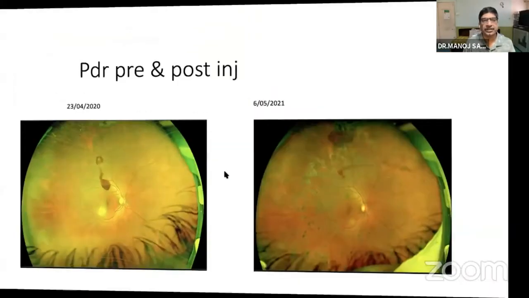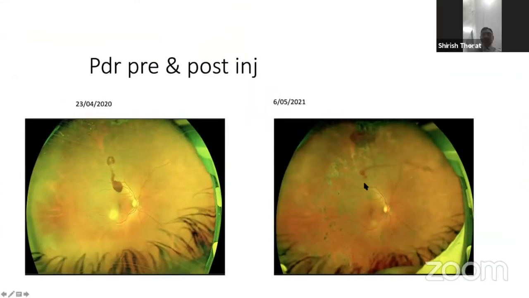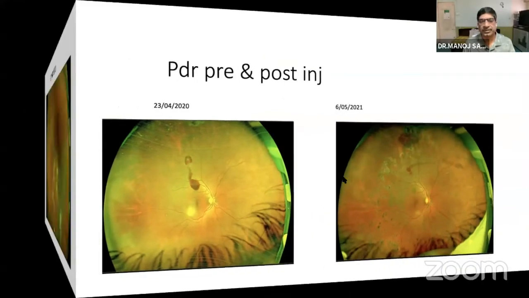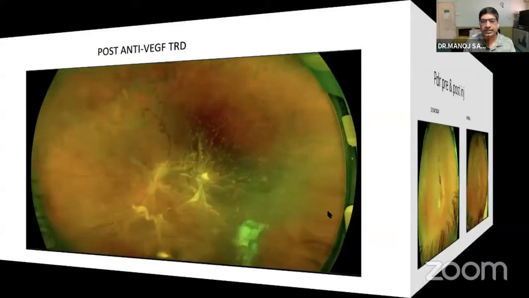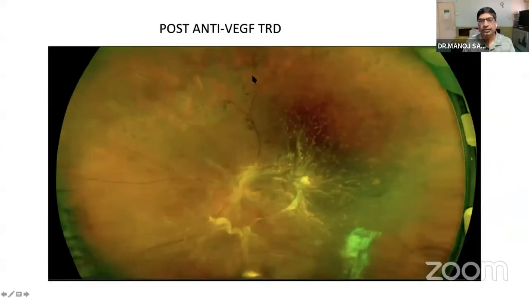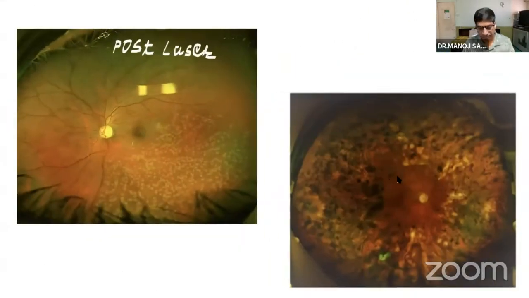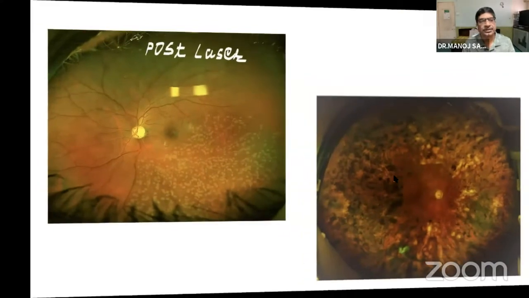This is a case of pre and post anti-VEGF injection. You can see that the hemorrhage and everything has gone, and you can counsel the patient very well. This is another thing which one would like to document. Post Avastin or post anti-VEGF, you have come across the progression of the TRD, and it is now a surgical case. Then post-treatment, laser treatment, what you have done, you can show it to the patient.